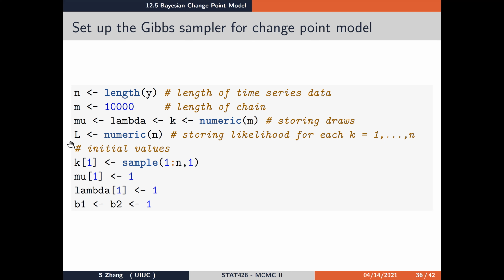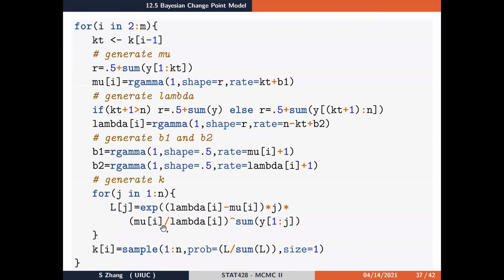We will then create a vector L, which is a 0 vector of length n, for storing the likelihoods for each possible k value ranging from 1 to n. This will come in handy when we try to obtain the sample of k from the conditional distribution. Now let's set some initial values for each parameter. The initial value of k is set to be a random number between 1 and n. Initial values of mu, lambda, b1, and b2 are all set to be equal to 1. And here's the code for the Gibbs sampler.